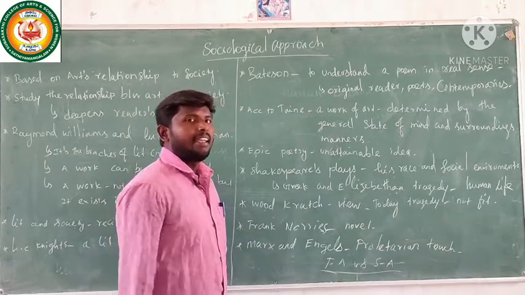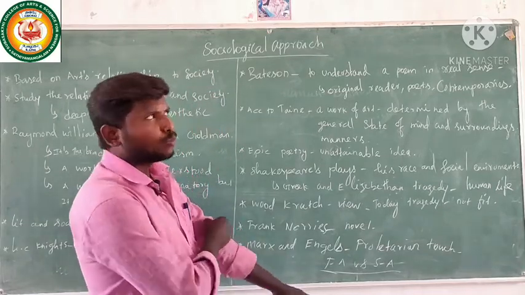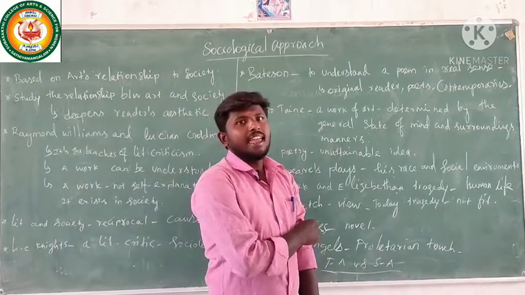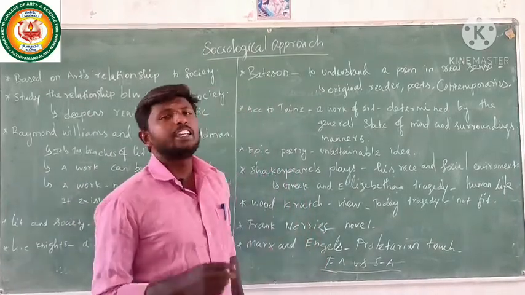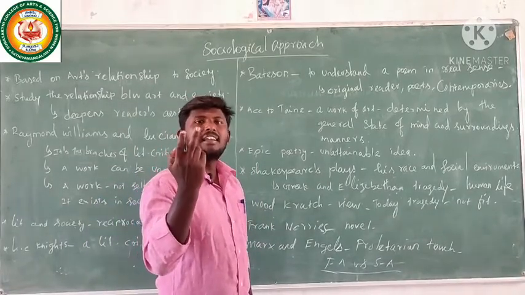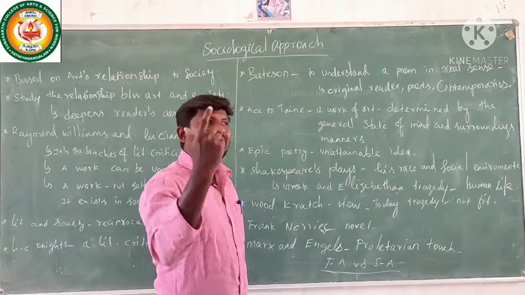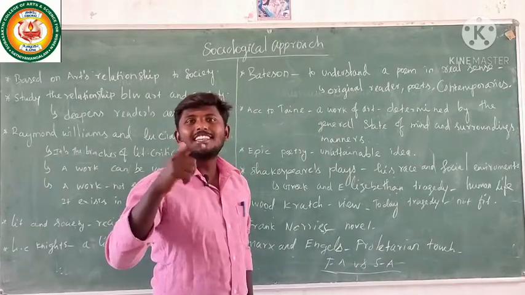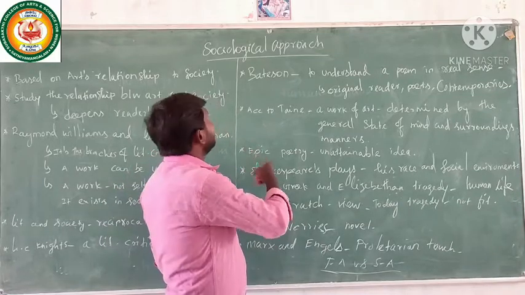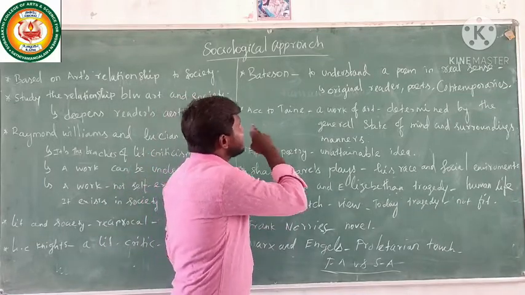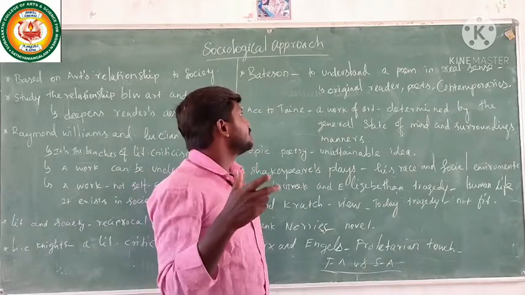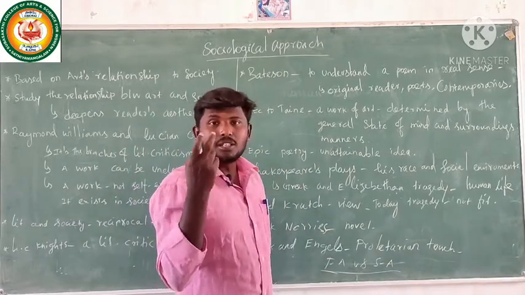But I.A. Richards, you know, is one of the New Critics. He says that if you want to understand a poem, we need to find four kinds of meaning: sense, feeling, tone, then intention. These four are important to understand a poem's meaning. But here in the sociological approach, Patson says that to understand a poem in a real sense, we need the original reader.